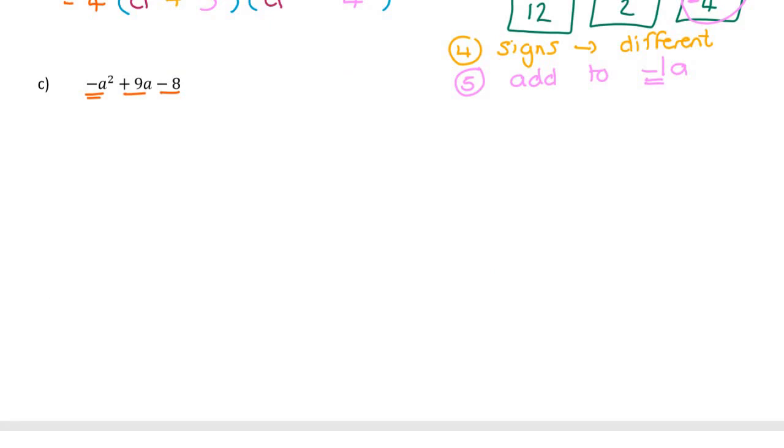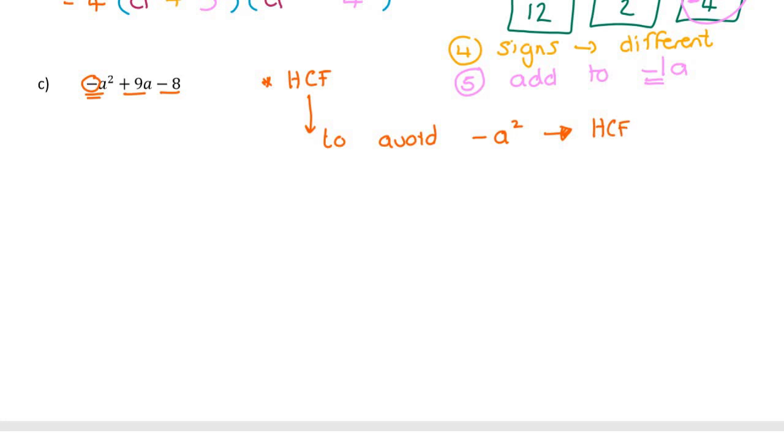So that looks perfectly like a trinomial. The first thing I would check for is the highest common factor. Now there isn't really a highest common factor because nothing goes into a squared and 9a and 8. However, exactly what I've just said, we never want a negative a squared. So to avoid this negative a squared, what we're going to do is take out a highest common factor of negative 1.